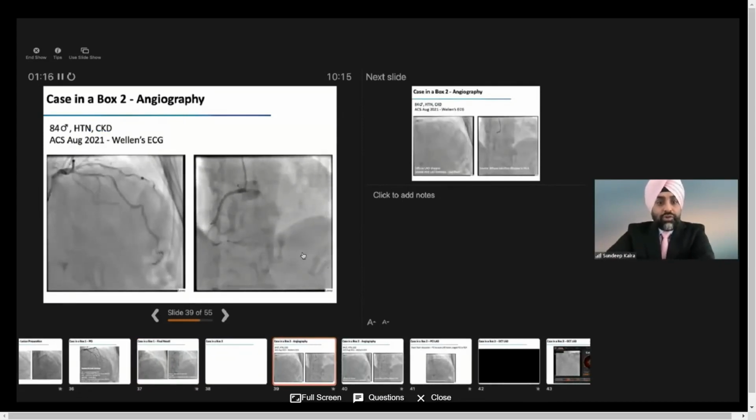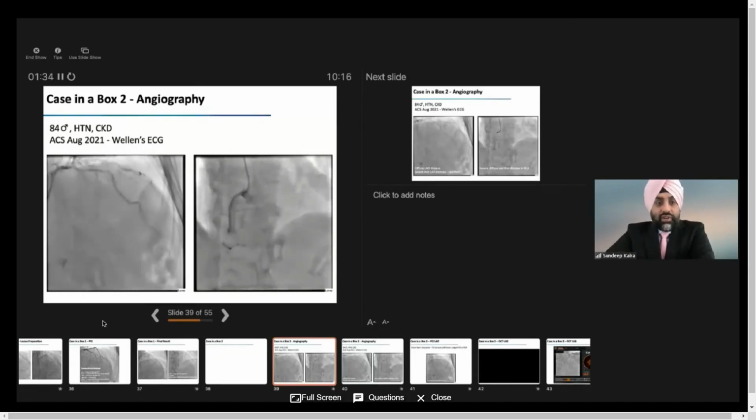Again, I'm not going to labor on this too long because I know we are running slightly behind schedule. This is an 84-year-old gentleman with hypertension and CKD with an eGFR of 35. He presented with an ACS in August this year. His ECG showed anterior T-wave inversion.